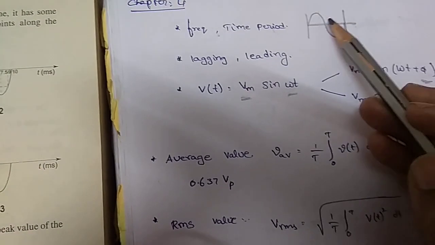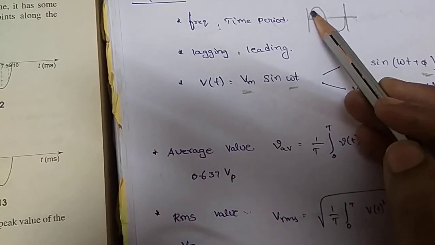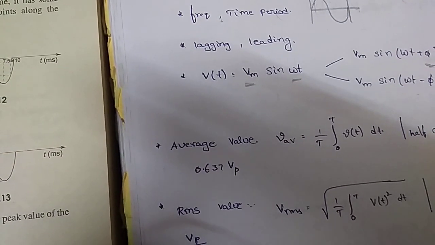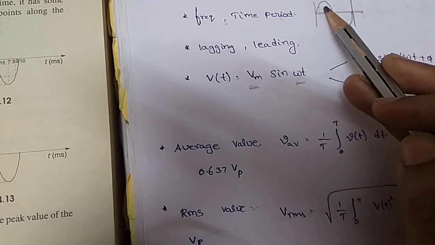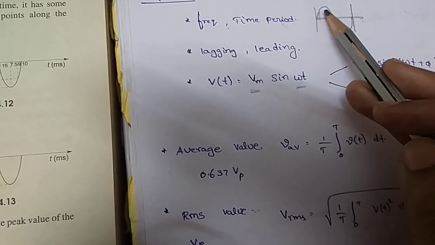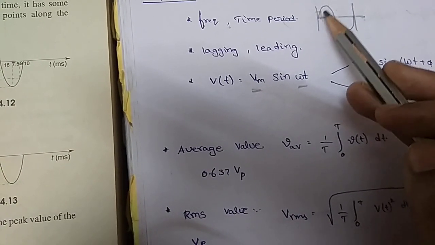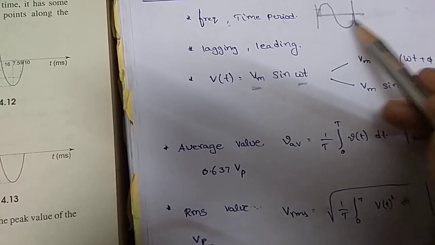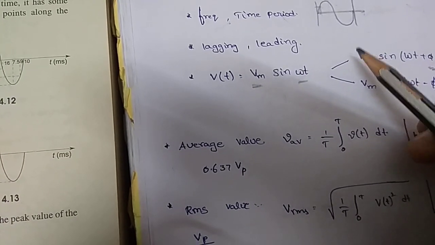Coming to the remaining parameters, instantaneous value: even though it is a continuous signal, at a particular instant there will be only one value. What is the value at that instant? We give it in terms of instantaneous value.